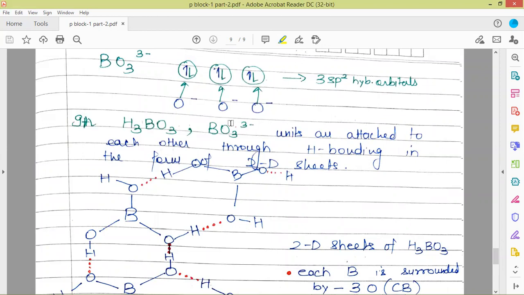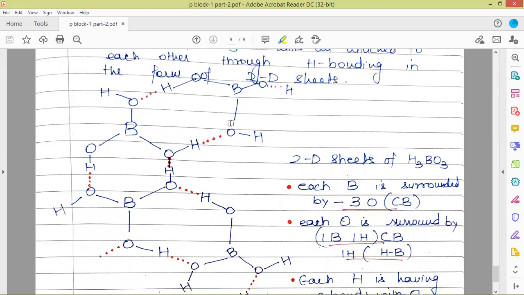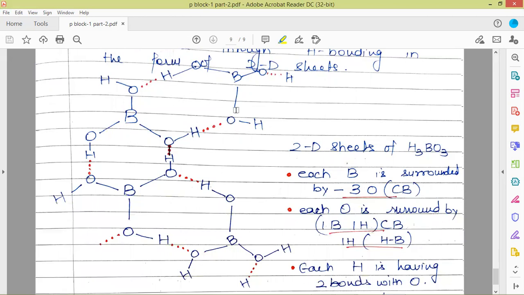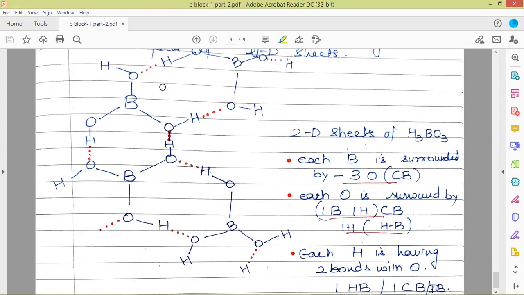So for the structure of H3BO3, there is hydrogen bonding present in the structure. It exists as two-dimensional sheets of H3BO3 with a cage-like structure as in water molecules. Here in this structure, you can see that each boron has three covalent bonds with 3 oxygen atoms, and each oxygen has 1 covalent bond with boron, 1 covalent bond with hydrogen, and 1 hydrogen bond with the hydrogen of a neighboring boric acid. And each hydrogen has 2 bonds with oxygen, 1 hydrogen bond and 1 covalent bond.